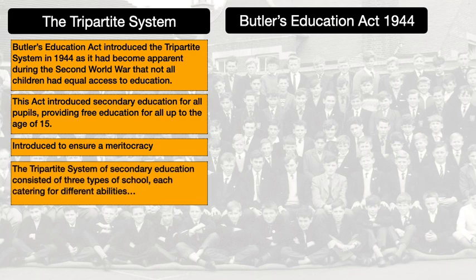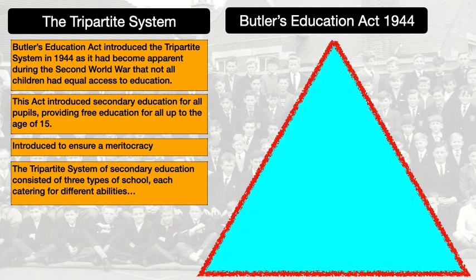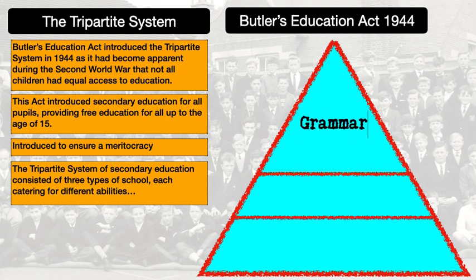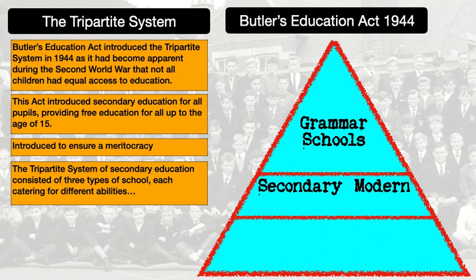Now, the tripartite system of secondary education consisted, as the word suggests, of 3 types of schools, and each one was there to cater for different abilities. So let's think about this in a sort of diagram form, shall we? Here we go. Let's divide our pyramid into 3. And at the top, for the most able students, we had grammar schools, which were selective. Then we had secondary modern, which probably most students would go to. And then at the bottom of our pyramid, we had the technical skills.